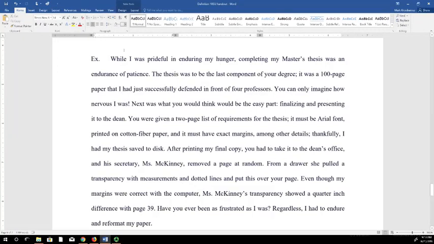So now, in this paragraph, there's lots of shifts going on. So let's take a look. "While I was prideful in enduring my hunger, completing my master's thesis was an endurance of patience." How do we know what the POV is? Well, the writer tells us, right? First person. But whoops, what just happened there? It was a shift. Did you notice that? It wasn't your degree, it was my degree. Okay?